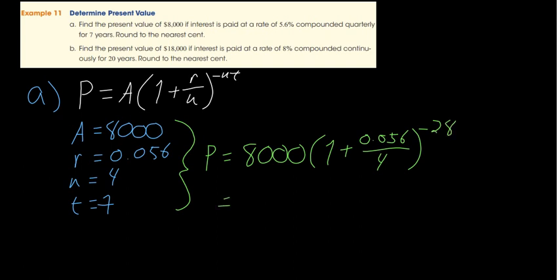Oh man, let's go and do this. It's $5,420.35, and it says the nearest cent, so 5,420.35. Okay, so that's A. Again, plug and chug.